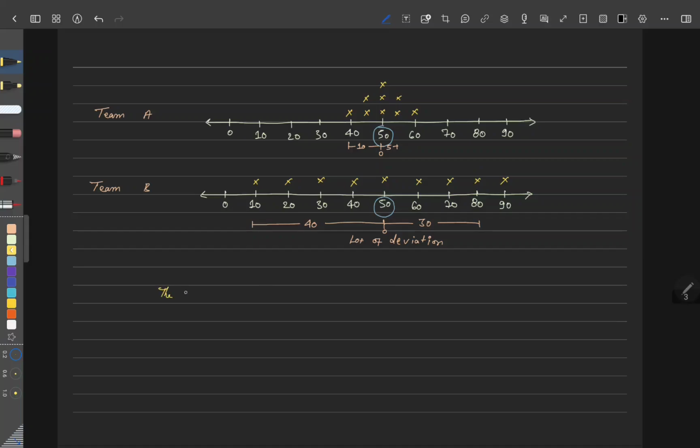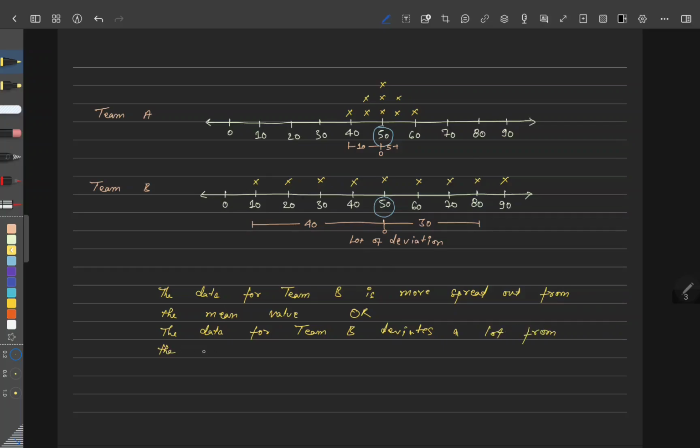So the data for team B is more spread out from the mean value, or we can say the data for team B deviates a lot from the mean value.